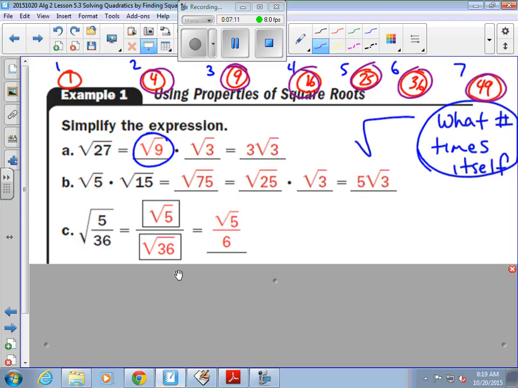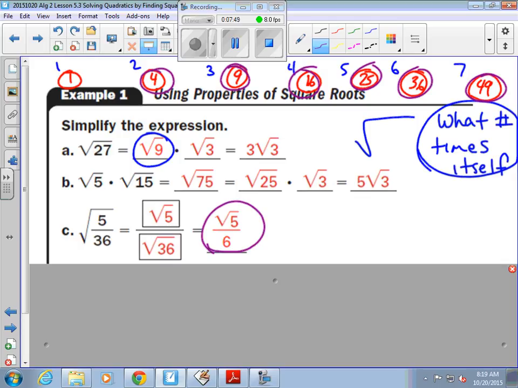C is a fraction. The square root of 5 over 36 can be separated. This is the quotient property, into the square root of 5 over the square root of 36. And again, the square root of 36 means what number times itself, and that's why 6 is there. Notice it's not the square root of 6 on the bottom. Notice that. It's just 6. This is considered simplified, the square root of 5 over 6, because the three questions you need to ask yourself to see if it's simplified, you get no for all of them.